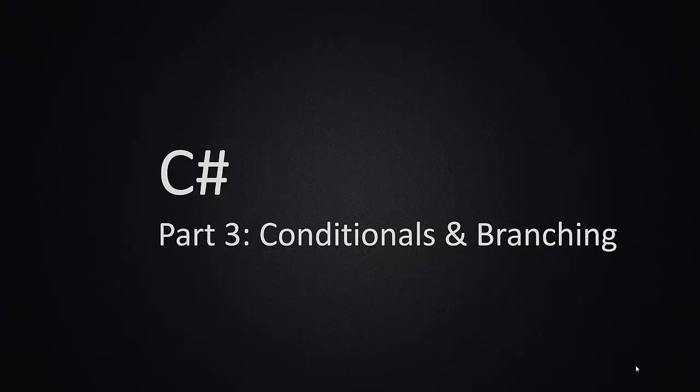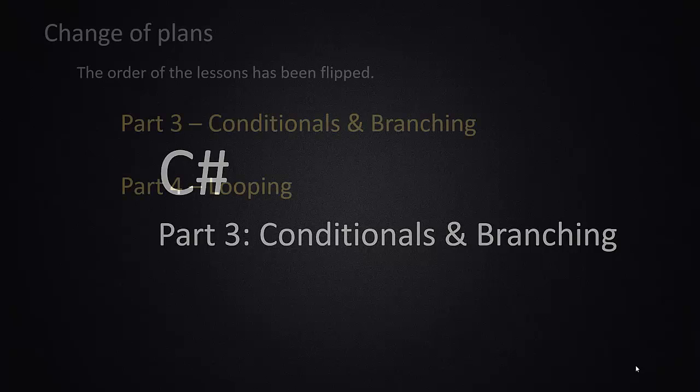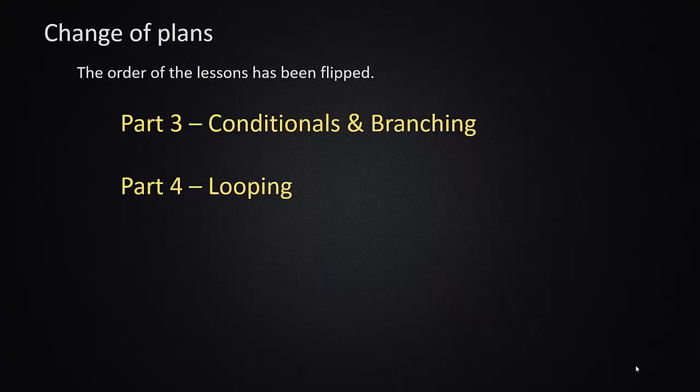Part 3 of the Introduction to C# for Novices. This session, we're going to talk about conditionals and branching. And yes, I flipped the order of the lessons. I was making the looping lesson and realized that I was using conditionals all over the place in my descriptions of how loops work. So I flipped the order, and part 3 is now going to be conditionals and branching, and part 4 will be looping.